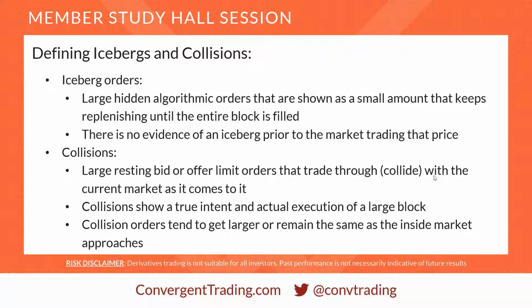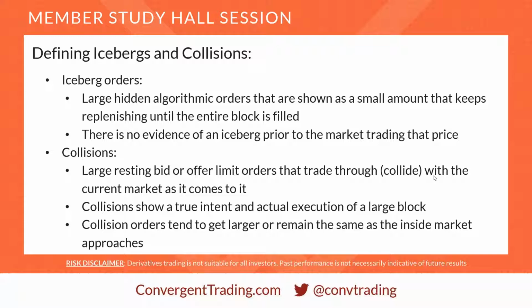Collisions, on the other hand, are completely different. For some reason, sometimes I hear speakers conflate these two. Collisions are generally large resting orders. Sometimes they can be icebergs, but generally they are large resting orders, and we could see them on a heat map or in a DOM, and they stay steady.